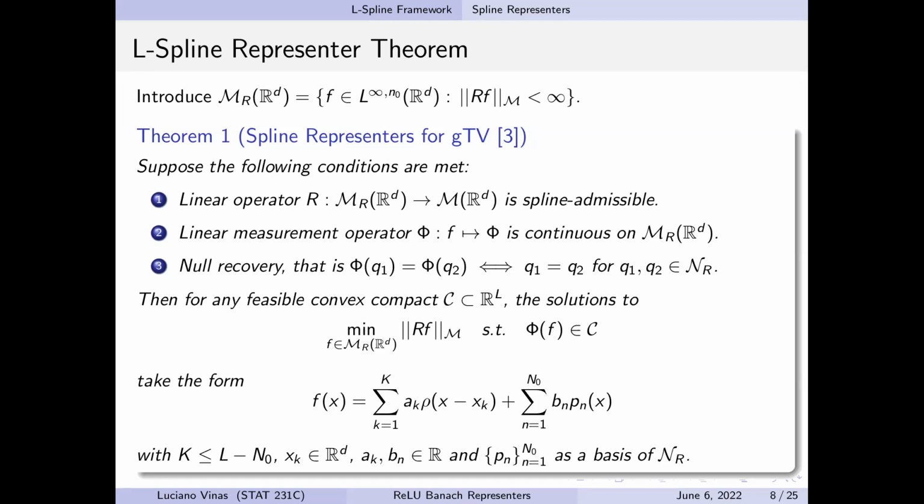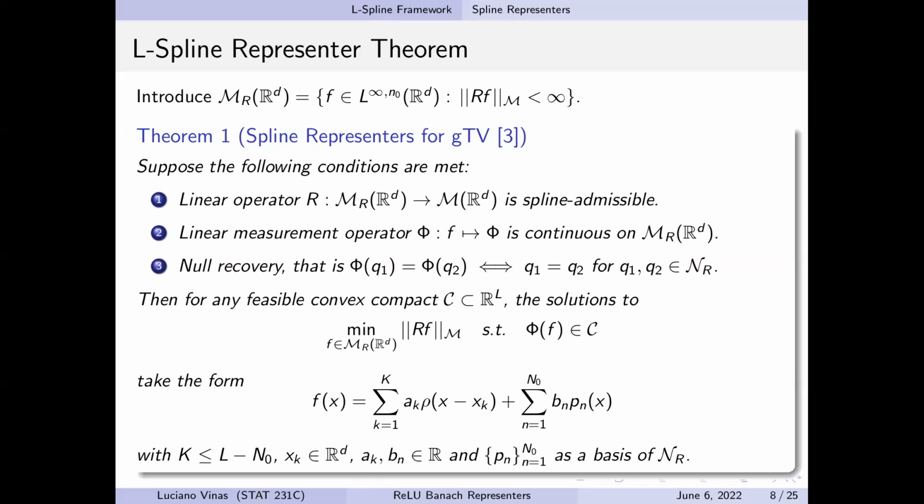And so we're going to assume 3 conditions to be met before we get a representer theorem. So the 3 conditions are: 1, R is spline admissible. Spline admissibility was just the few conditions we saw earlier. 2, our linear measurement operator phi is continuous with respect to the native space. And lastly, we have null recovery. So for any elements in our growth restricted null space, if applying our measurement operator to one equals the other, we have equality also in the null, right? So that's also a very important definition, which defines the null very well.